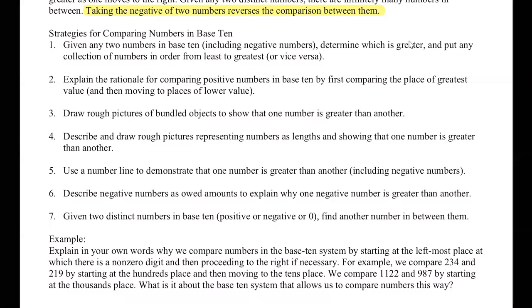So given any two numbers in base 10, including negative numbers, determine which is greater and put any collection of numbers in order from least to greatest or vice versa, right? So if you're comparing numbers in base 10, this first thing is really just basically saying, make a list. And then if you have more than two numbers, work with them two at a time.